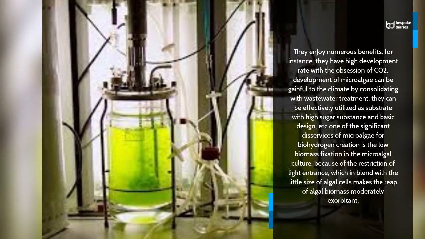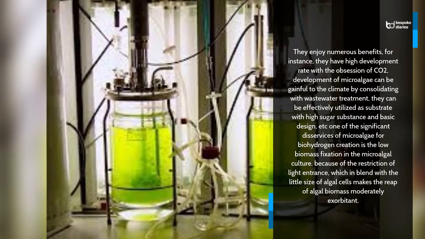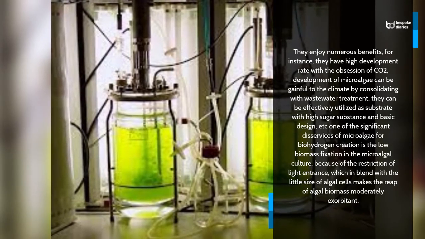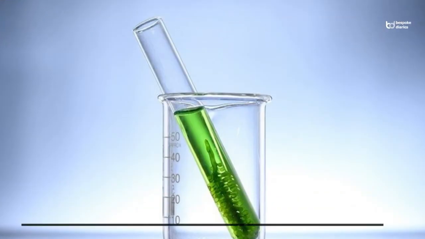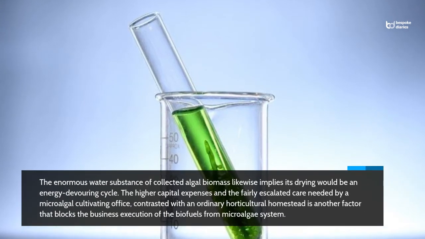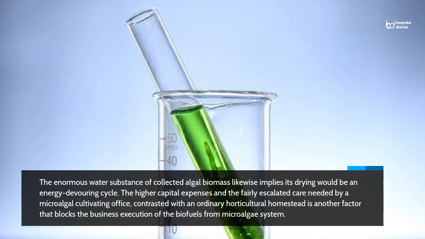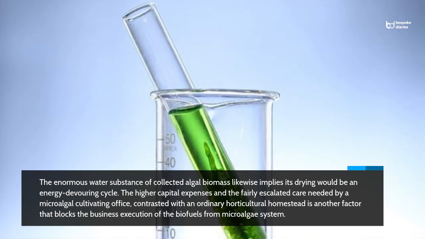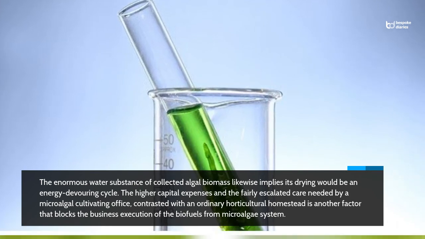One of the significant disadvantages of microalgae for biohydrogen production is the low biomass concentration in the microalgal culture, because of the limitation of light penetration, which in combination with the small size of algal cells makes the harvest of algal biomass relatively costly. The large water content of harvested algal biomass also means its drying would be an energy-consuming process. The higher capital costs and the fairly intensive care required by a microalgal cultivating facility, compared to a conventional agricultural farm, is another factor that hinders the commercial implementation of the biofuels from microalgae system.